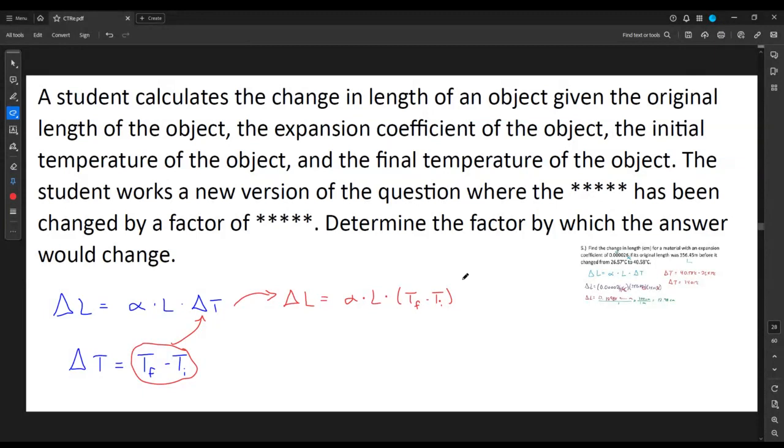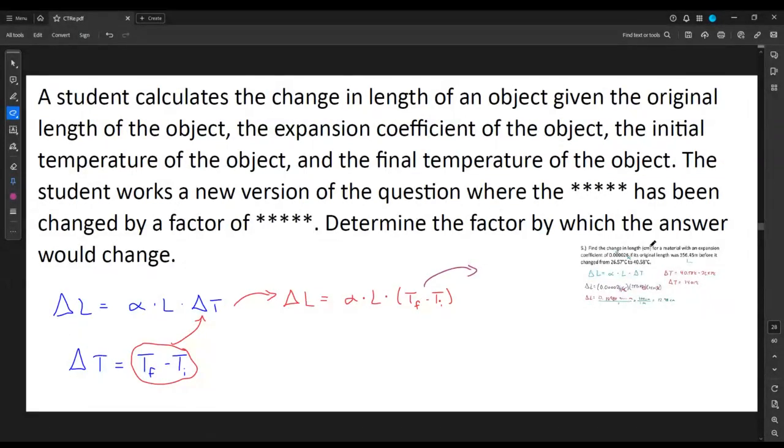Now, similar to what we've seen in other questions where there was addition and subtraction, changing only one of these is not going to be a good clue as to what your answer is going to do. So we can't really do anything with that. If you have a question that says that the initial temperature is changed, or the final temperature is changed, there's not an answer you can really get from that.